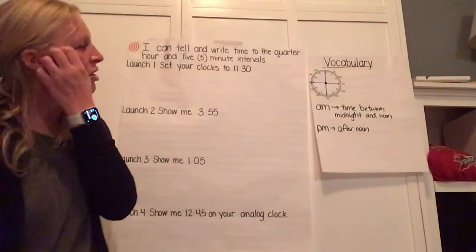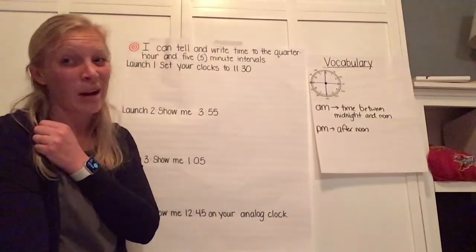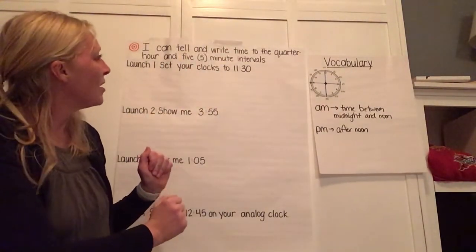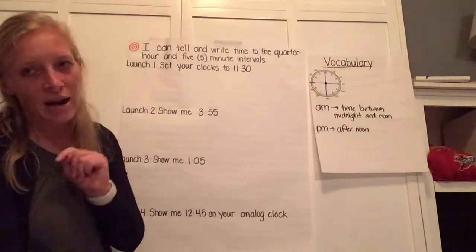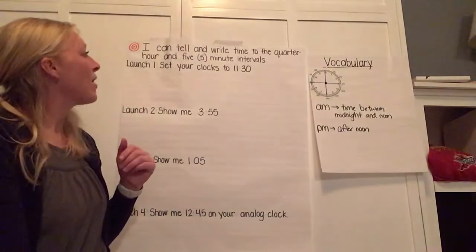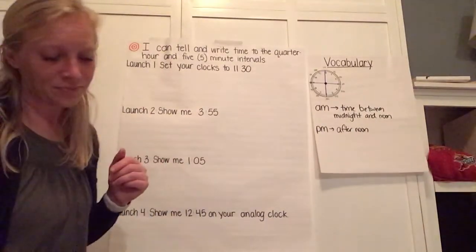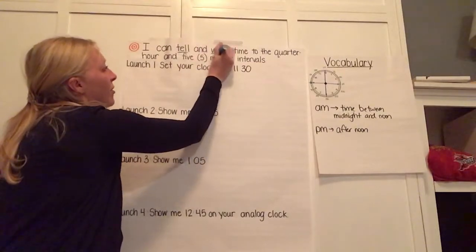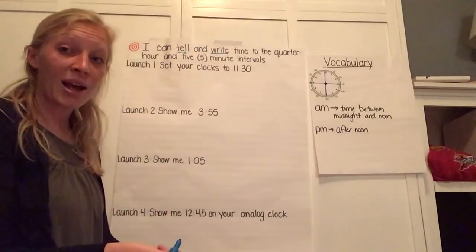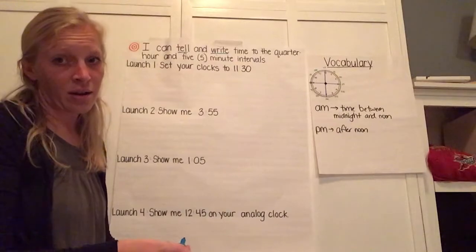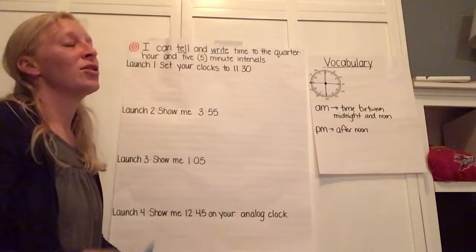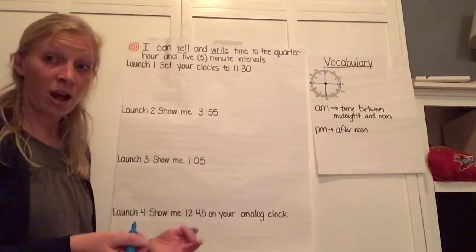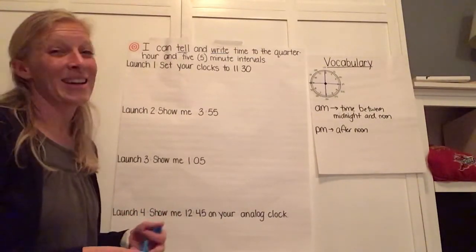Let's take a look at our learning target today, and we're just going to get right into some really great learning. I can tell and write time to the quarter hour and 5-minute intervals. Again, just like yesterday, yes, we are telling and writing. I'm going to show you a time, you're going to show me a clock. Or I'm going to show you a clock, and you're going to tell me the time. And we can write that in different ways. We can write it on a clock, or we can also write it in a digital form.